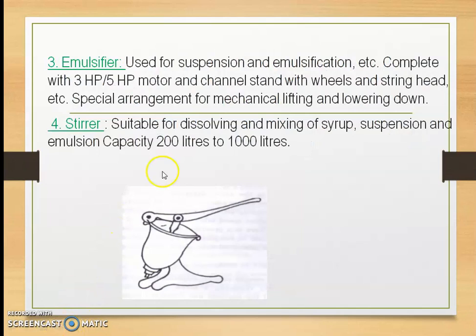The next is the emulsifier, used for suspension and emulsification, complete with a 3 HP or 5 HP motor and channel stand with wheels and steering head, etc. There is a special arrangement for mechanical lifting and lowering. Then we have the stirrer. This diagram is of a stirrer. It is suitable for dissolving and mixing of syrup, suspension and emulsion. Capacity is about 200 liters to 1000 liters.